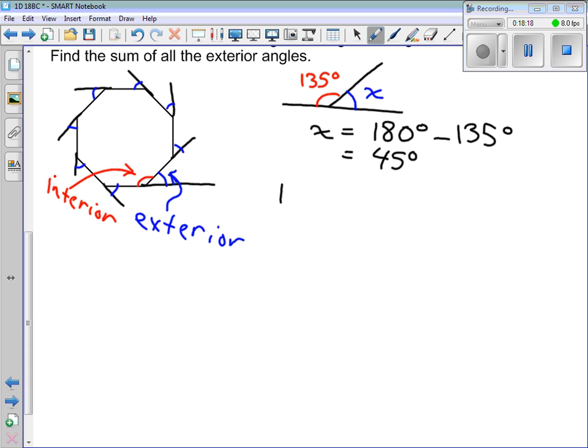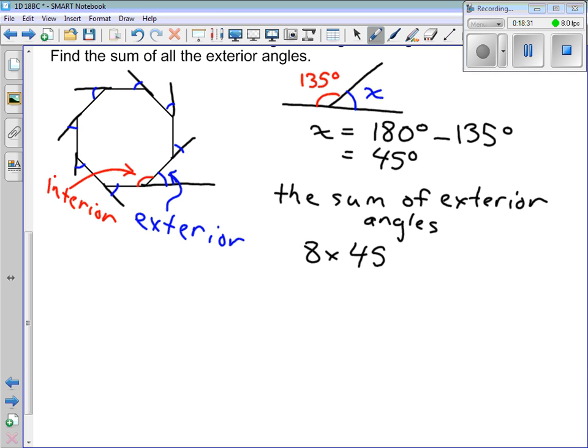So let's just say the sum of the exterior angles is just going to be 8 times 45 degrees, 8 times each exterior angle. And if we do that, 8 times 45 degrees gets us 360 degrees.